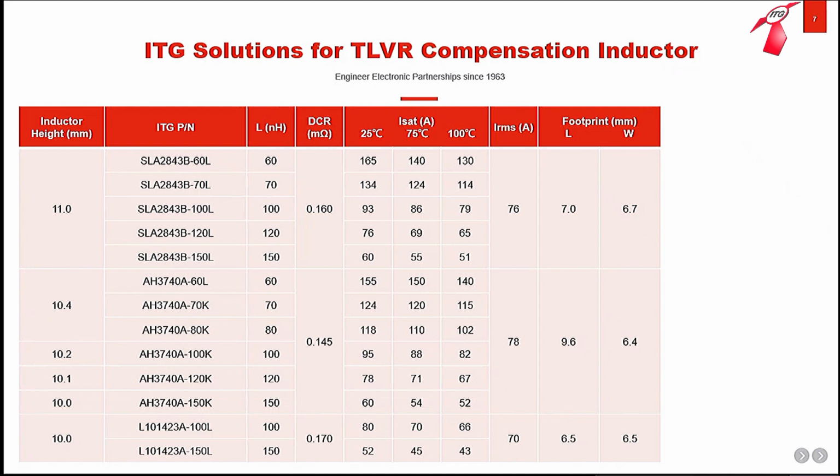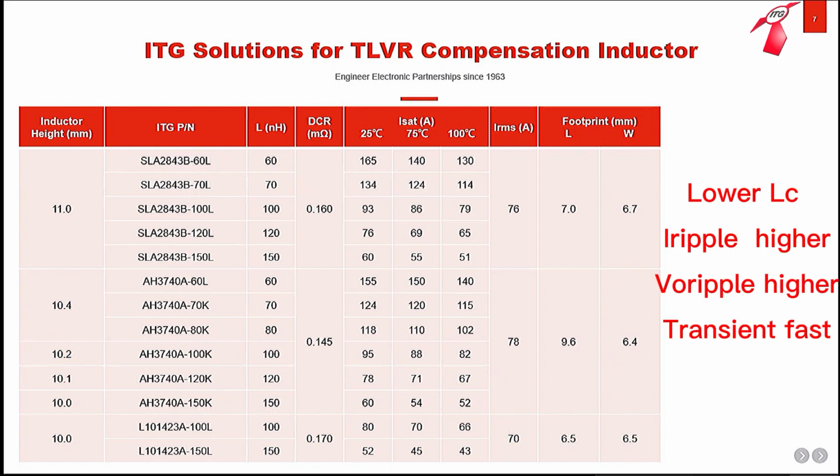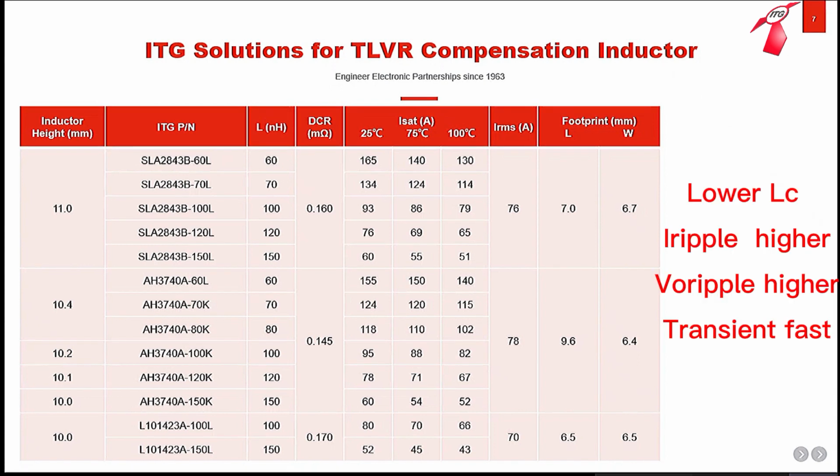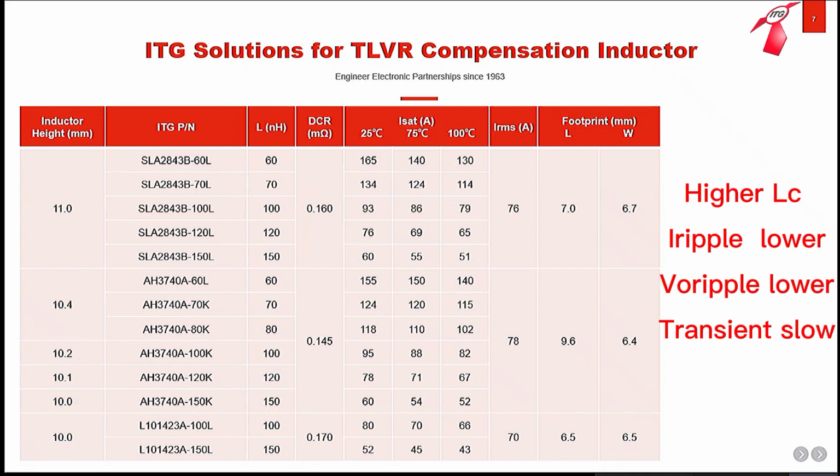This is a page of compensation inductor LC solutions offered by ITG. LC is functioning to control the ripple current. With a lower inductance LC, there is a higher ripple current and ripple voltage. This will lead to increasing the transient response speed. In the other way, with a higher inductance LC, it will lower the ripple current and the voltage, which will lower the transient speed also.